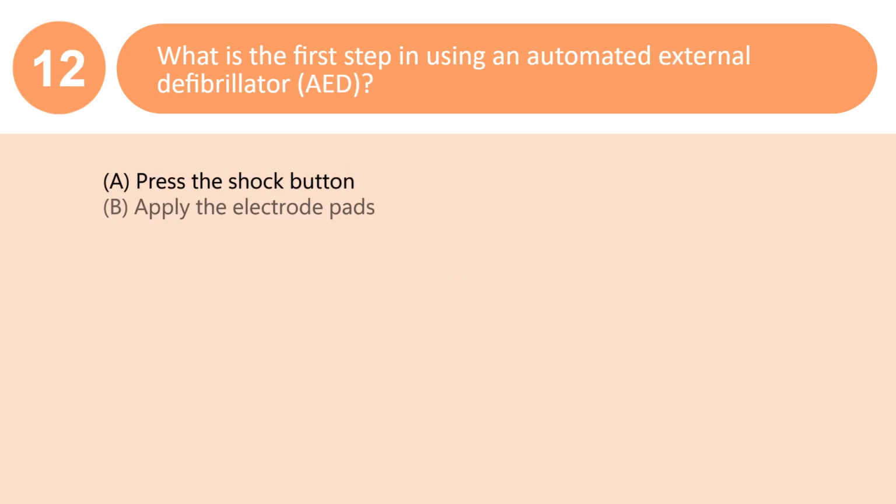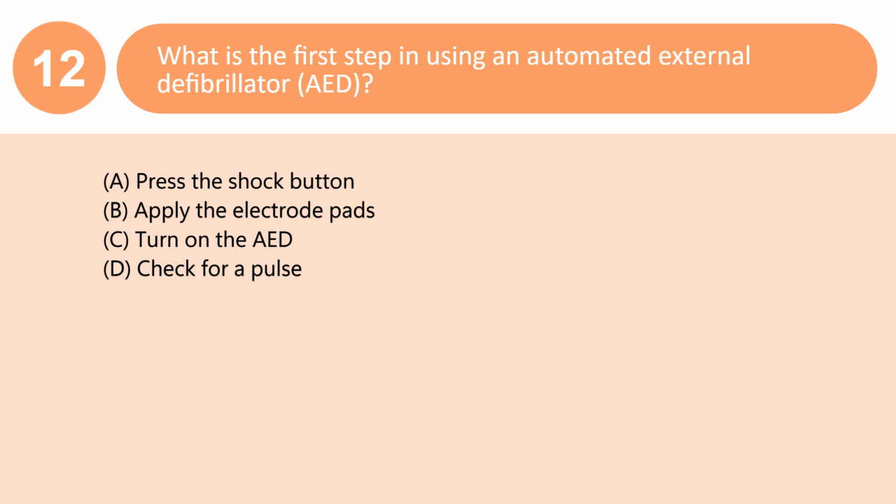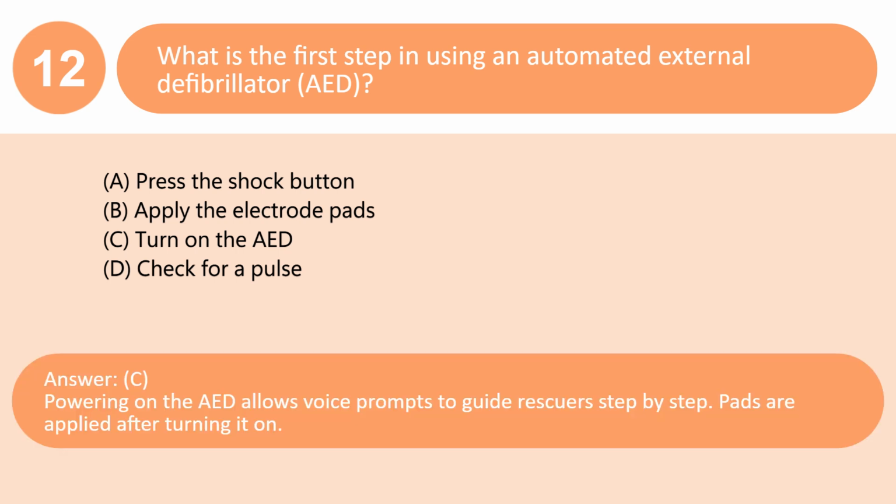What is the first step in using an automated external defibrillator, AED? A. Press the shock button. B. Apply the electrode pads. C. Turn on the AED. D. Check for a pulse. Answer: C. Powering on the AED allows voice prompts to guide rescuers step by step.